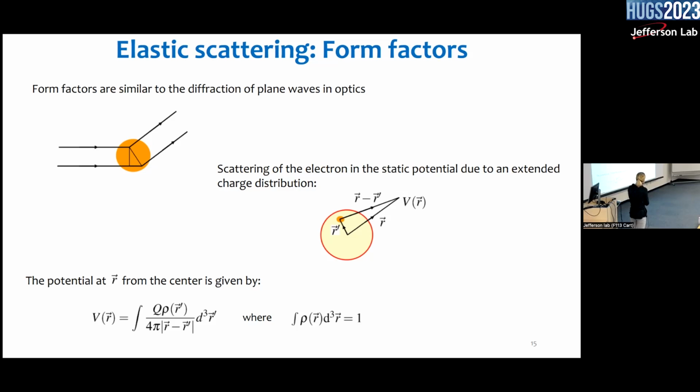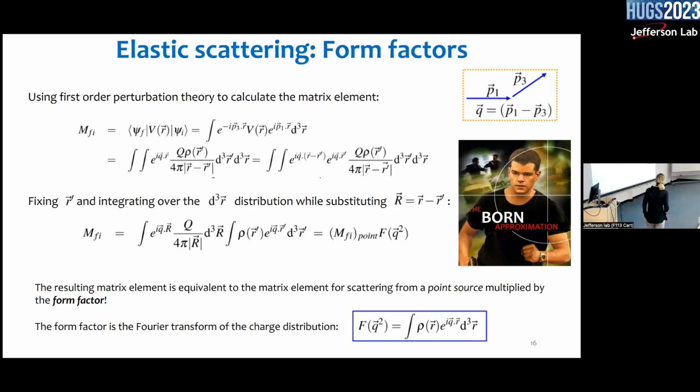So if this circle was, let's say, some sphere of charge distribution contained, right? Then we can describe the potential at some distance from the center given here, right? Where the integral of this charge distribution, let's just normalize it to 1. Okay, so we can use first order perturbation theory to calculate the matrix element, right? And so we can use Fermi's golden rule.